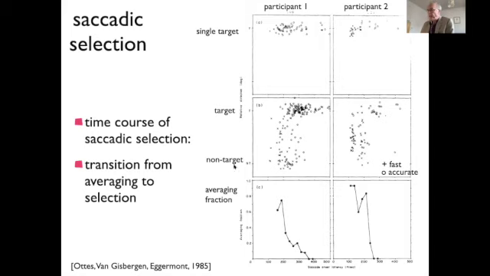Now, if you have two targets, one of which is marked as target and the other is marked through some feature value as non-target, then you see the situation is a bit more complicated. You get some saccades that go to the right target, but some also that go to the non-target and some that fall in between.